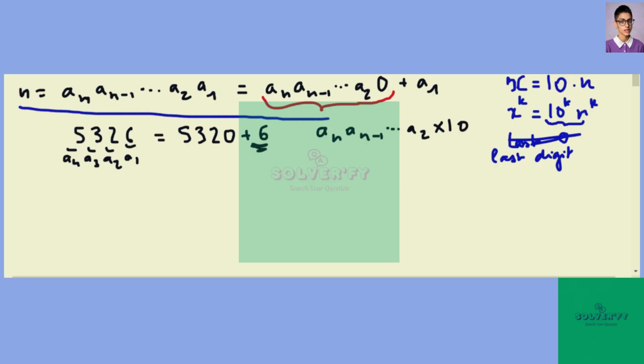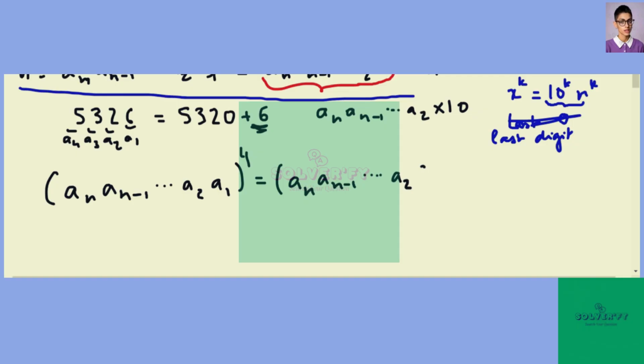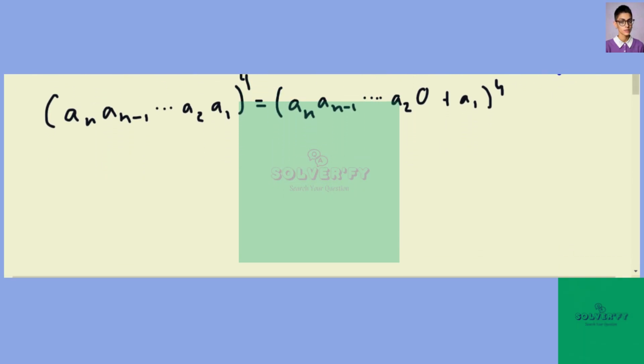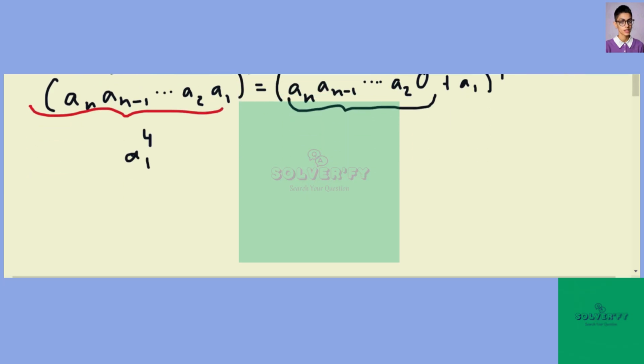And so if we take a look back at this decomposition, well, if you have a number a_n minus 1, and so on, a2 a1, say you're looking at the fourth power of this number here, well, that is equal to the number a_n minus 1 and so on a2 0, ending with 0, plus a1 to the power of 4. Okay, and this here is a multiple of 10. And so by what we have just said, the last digit of this number here is the same as the last digit of a1 to the power of 4. Okay, a1 being our y in this case. And what does this tell us?